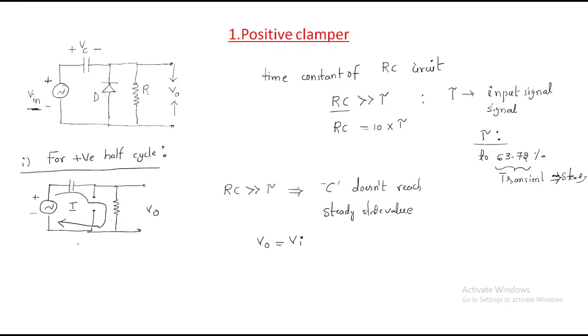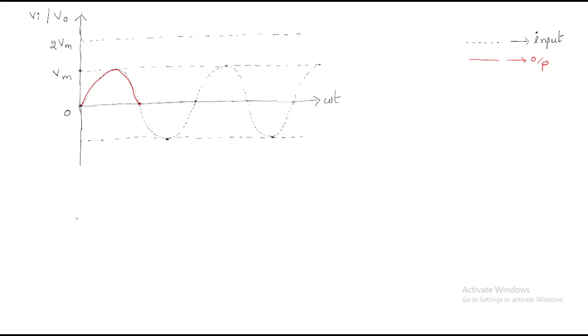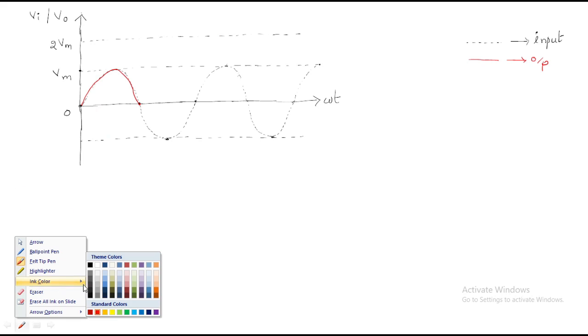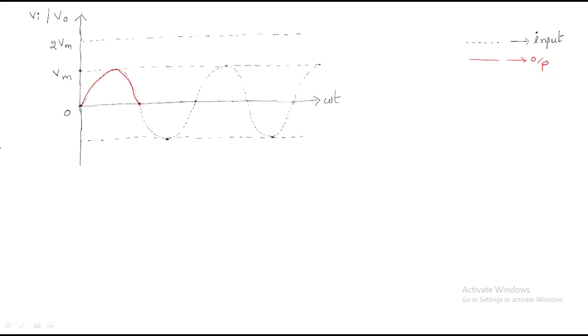Next, go for the negative half cycle. So negative half cycle, better to write here only. For negative half cycle, we'll discuss here. So for negative half cycle, what happened?